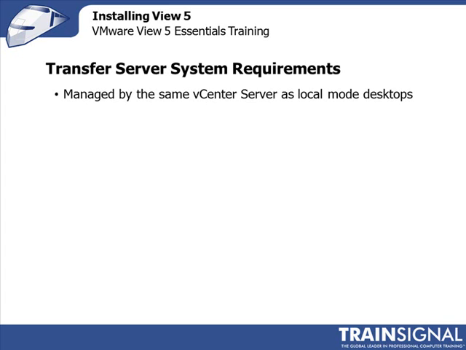I've seen this happen occasionally when I have a management cluster which handles all my management virtual machines, and then a separate cluster that may be managed by a separate vCenter server. You can't do that with the transfer server if you're going to be checking out local mode desktops. It needs to be within the same vCenter server as where those local mode desktops are going to reside.